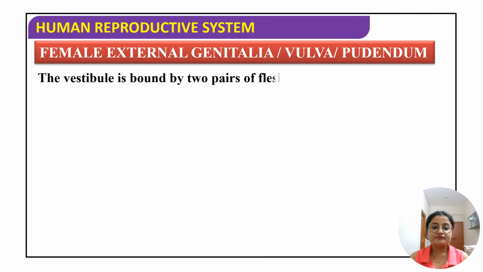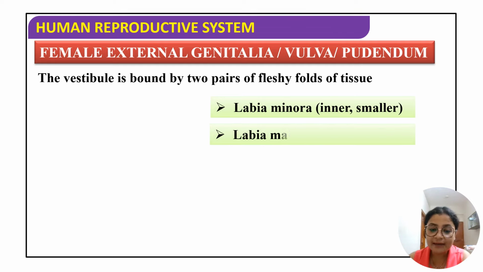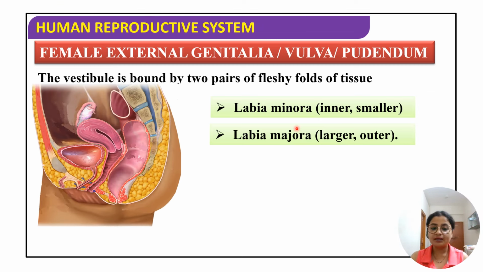Okay, so the vestibule is bound by two pairs of fleshy folds of tissue which are known as the labia minora and the labia majora. Okay, so labia minora, minora means small, it's coming from the word minor, minor means small, and majora is coming from the word major, means the larger one. So labia minora will be on the inner side and it will be small, and labia majora will be on the outer side and it will be larger.